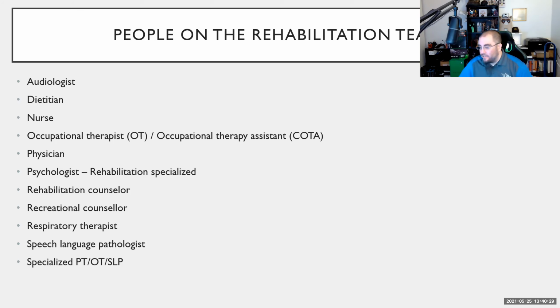Right? Recreational counselors are usually in long-term facilities, and their job is to plan some of the fun. They plan the bingo. They plan the group outings to Albertsons, right? They have a hard job. I have to give them credit because they've got to keep some of those people happy that aren't very happy.